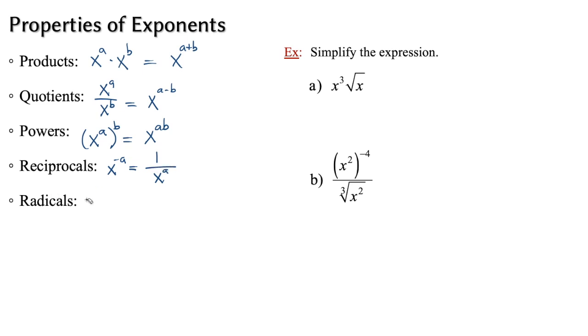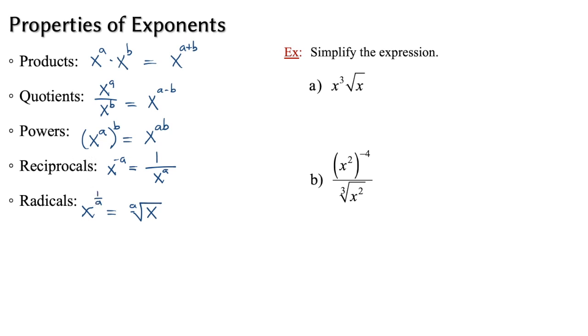The last is the relationship with radicals, and that's just talking about rational or fractional exponents. So if you have a base x and you're raising it to like 1 over a, that means you're taking the a-th root of x. So anytime you have a radical, whatever the index is basically a 1 over, and that's like the denominator in a fractional exponent.